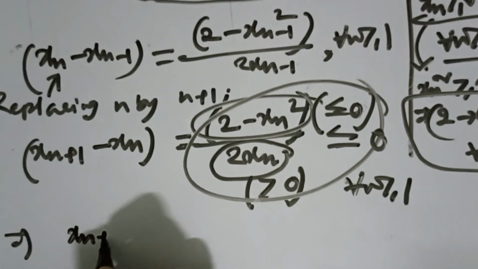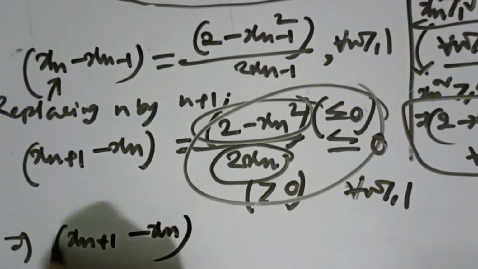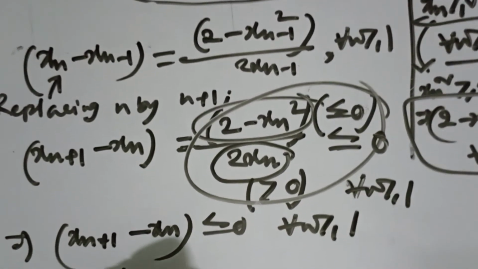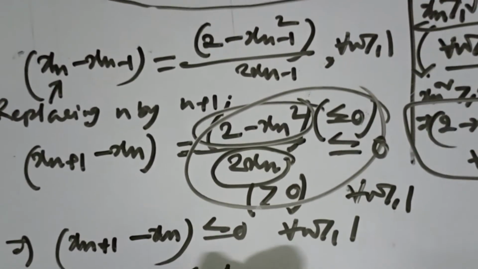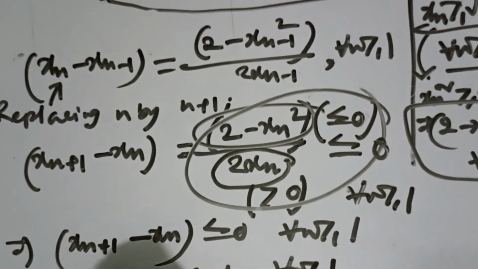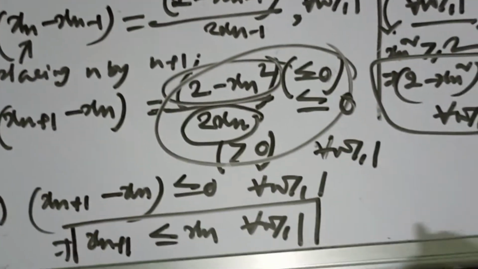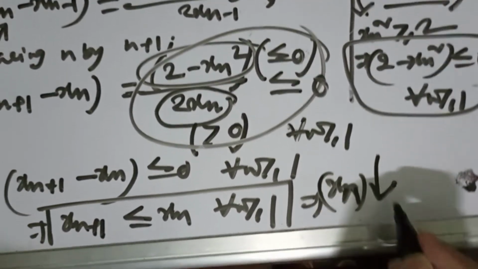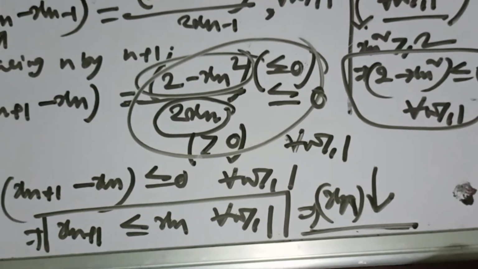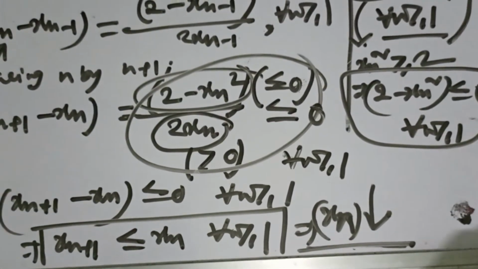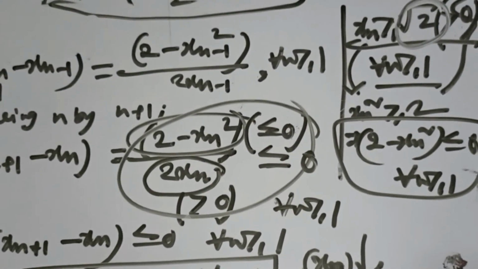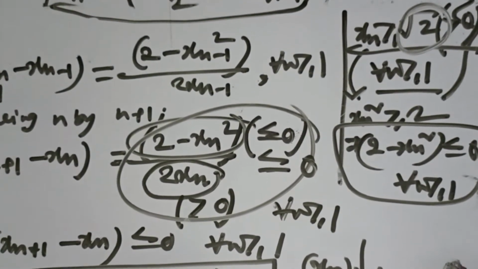This means xn plus 1 minus xn is less than or equal to 0 for n greater than 1. This means xn plus 1 is less than or equal to xn. This means the sequence xn is monotone decreasing and bounded below by root 2. From the result we know if a sequence is monotone decreasing and bounded below, it is convergent.